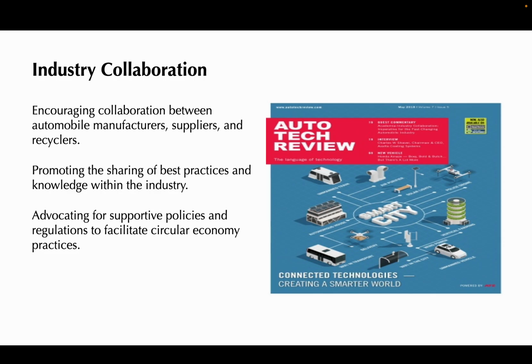So, nothing happens without the industry, especially a wide-scale adoption of a lot of consumer items. For example, cars, toilet papers, and paper rolls. Encouraging collaboration between automobile manufacturers, suppliers, and recyclers is one of the best steps to take for quick and efficient and really fast adoption of recycling. Now, Autotech review, which is good, is what we're trying to achieve here.